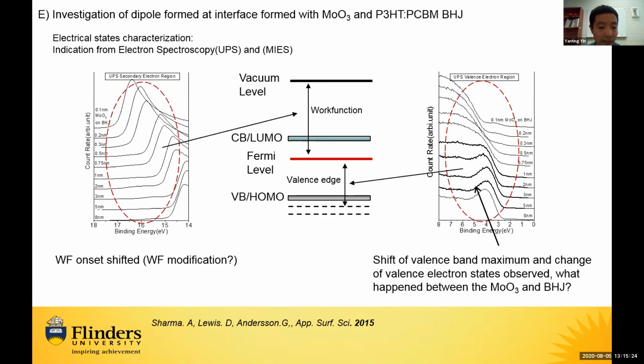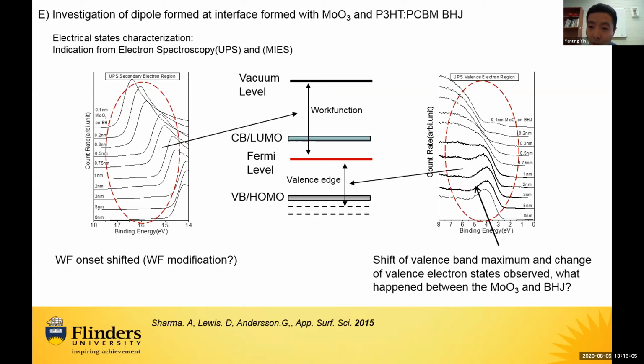So the first thing we can see is the work function onset. From a lot of publications, people will say this is the modification of work function. However, this is not exactly accurate in terms of the secondary electron distributions, and it is not the center of the work. The center of the work is actually on the right side of the figure. What we can see, from a lower molybdenum oxide thickness on BHJ up to a higher one, is that the onset of the valence band maximum shifted, and the shape actually changed.